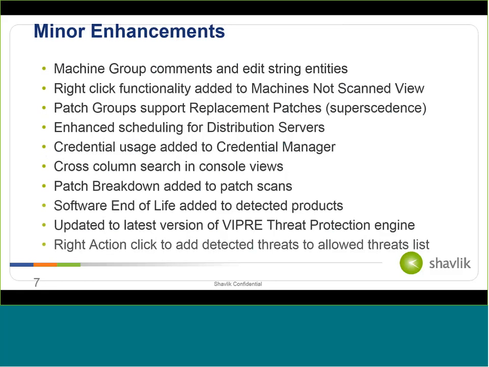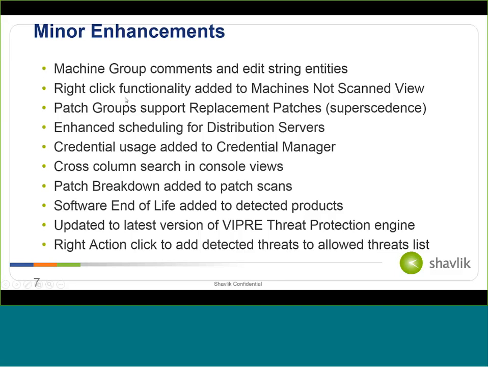Some of the minor enhancements that we're going to be covering in today's webinar: a couple of enhancements for the machine groups. We've added the ability to comment on entities within the machine group, and edit string entities. So if you add a machine name and have one character wrong, instead of removing and re-adding it, now you can select edit and re-add it with the adjustments. Same thing with any of the other string entities, which we'll show you in just a little bit.